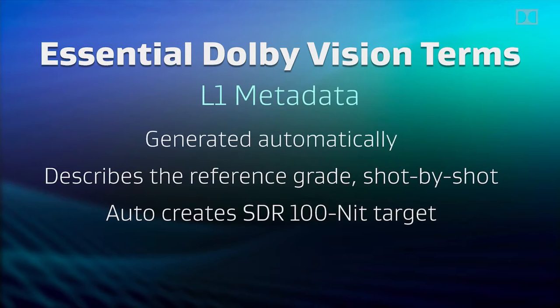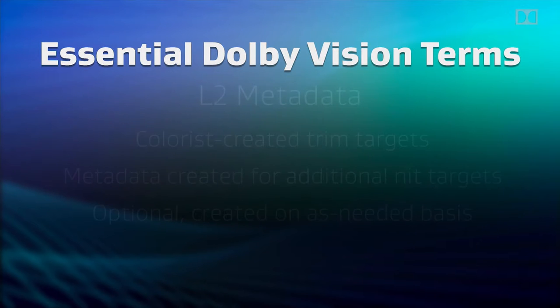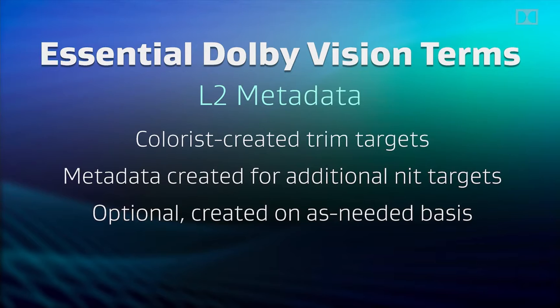Level 1, or L1 metadata, is Dolby's automatic shot analysis, which generates the base level of metadata needed for Dolby Vision based on the image's content. This also automatically generates a 100 nit target version. L2 metadata is created by what's known as a trim. Trims allow for tonality and color adjustments of downstream versions, meaning the lower nit HDR versions and the required SDR version. Dolby Vision supports multiple concurrent trims. You can have 100 nit, 600 nit, 1000 nit, as many different trim levels as you want.